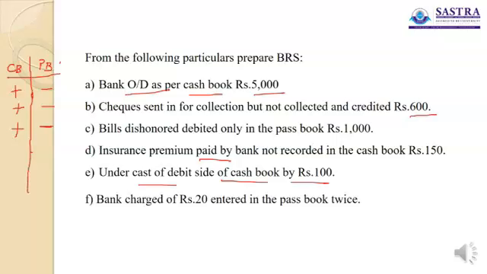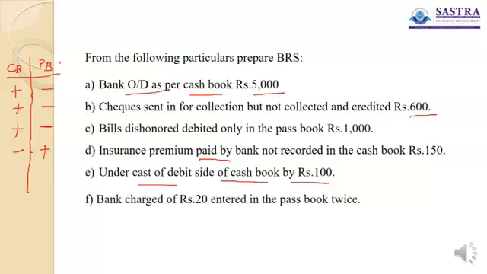Such undercast of the debit side decreases the receipt, so that the receipt would be lesser. Whereas such undercast has not been entered into the passbook or has not happened in the bank, so the passbook's balance is always kept higher.